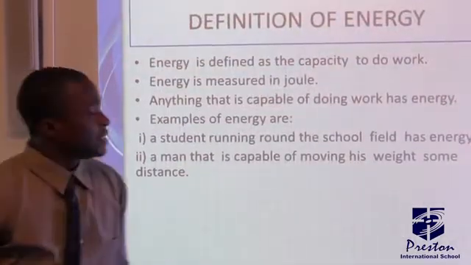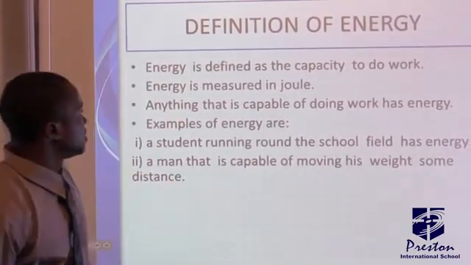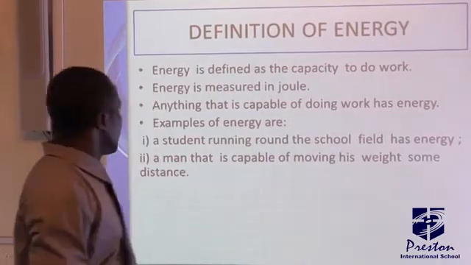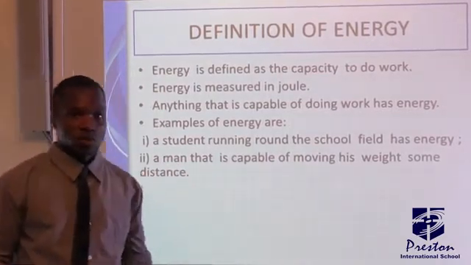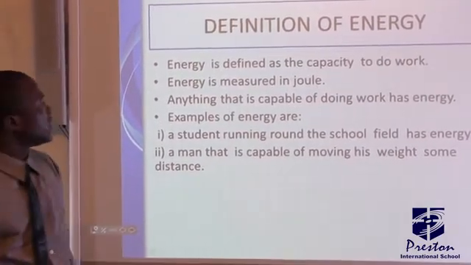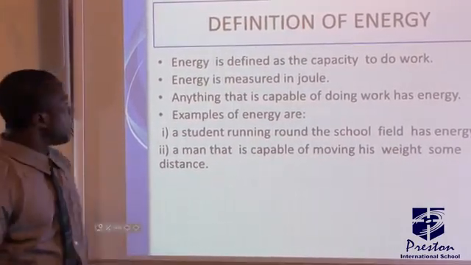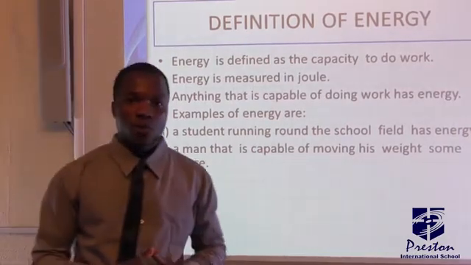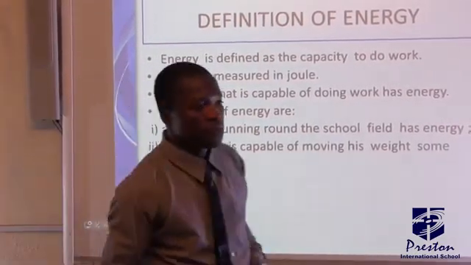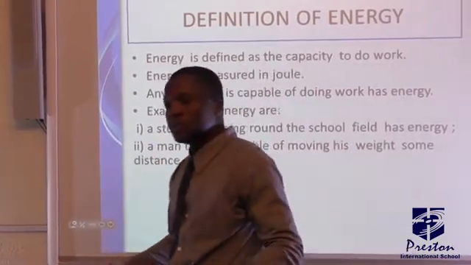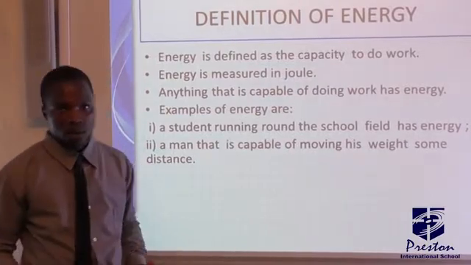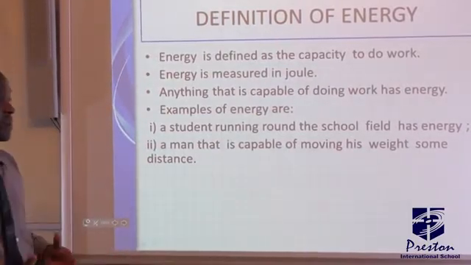Definition of energy. What is energy? Energy is defined as the capacity or ability to do work. Energy is measured in joule, just like work done, which we did the last period. We said it's measured in joule. Energy is also measured in joule. Anything that is capable of doing work, you know that it has energy. For example, if I'm able to carry a heavy object, it means that I have energy to actually carry out the work.